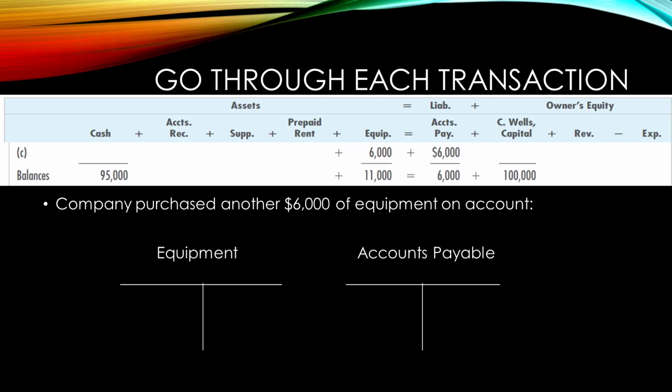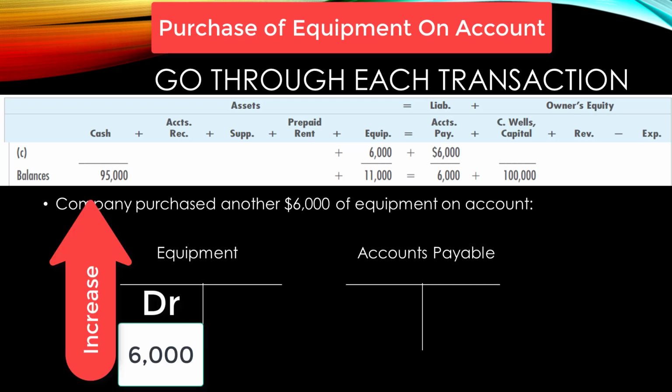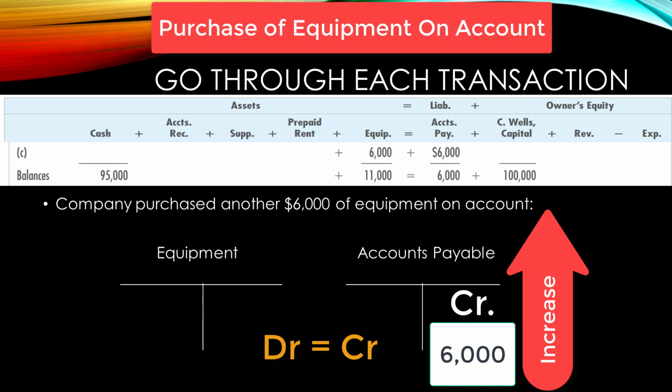In our next transaction, the company purchases another piece of equipment, but this time it's on account. Assets, specifically equipment, would go up with the debit, and liability, since it falls on the other side of the accounting equation, has the opposite rule and will go up with the credit. At all times, debits must equal credits.